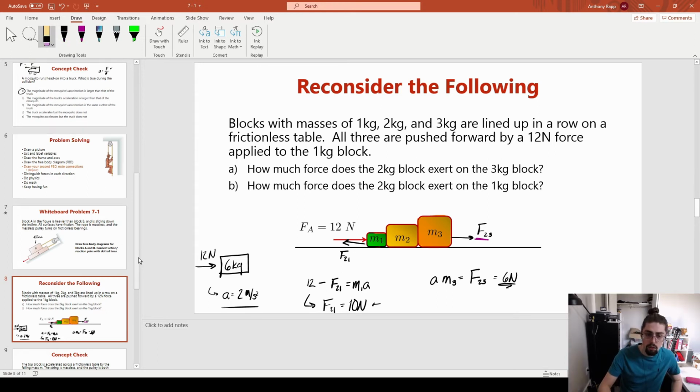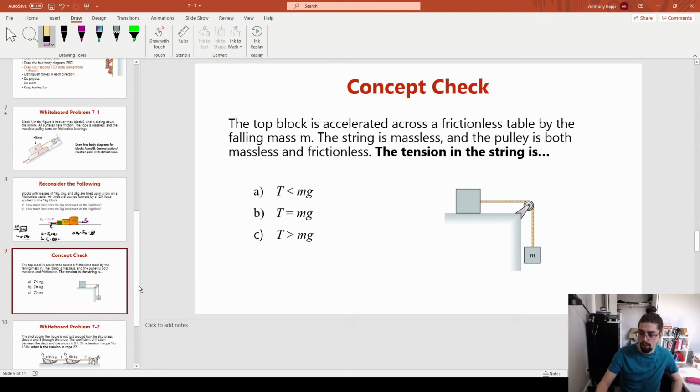Right. So, concept check for everyone here. Let's imagine the top block is accelerated across a frictionless table by the falling mass lowercase m. The string is massless. The pulley is massless and frictionless. We're not losing anything, so tension is the same on both ends of this. What is the tension in the string?